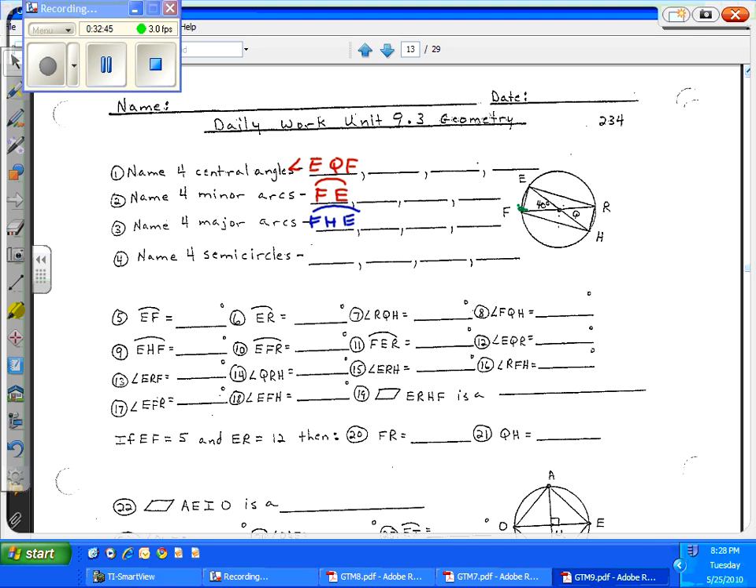I'm trying to draw this. I apologize. I'm trying to do a good job here. So that would be a semicircle. We have to use 3 letters because there's one on top and bottom that starts at F and ends at R. So if we go around the top, a point in the middle was E, and so we put E in the middle. So arc FER is a semicircle, and you can name the rest.